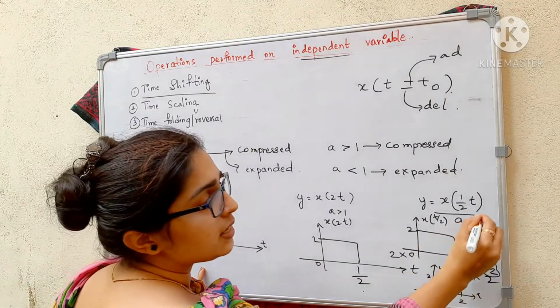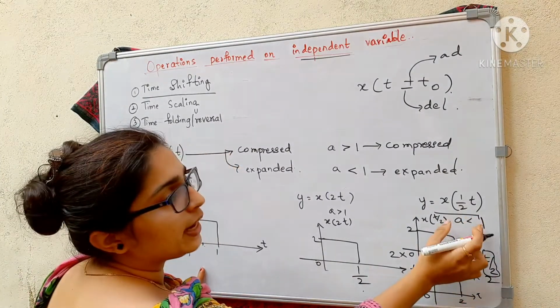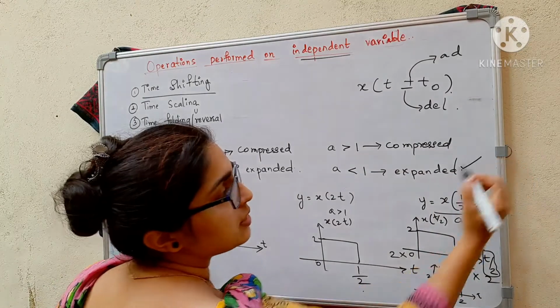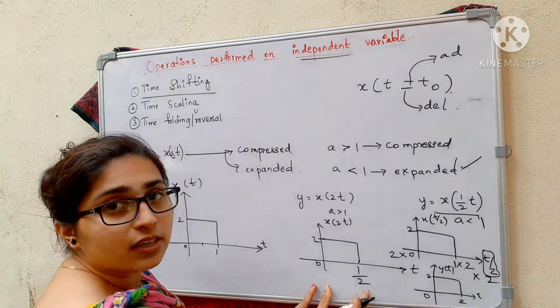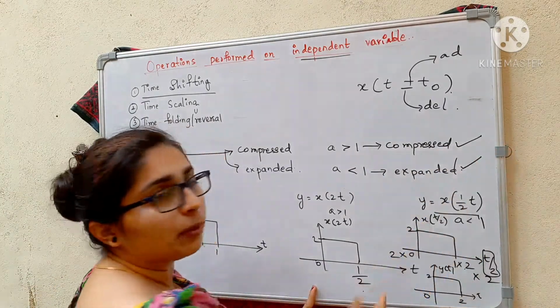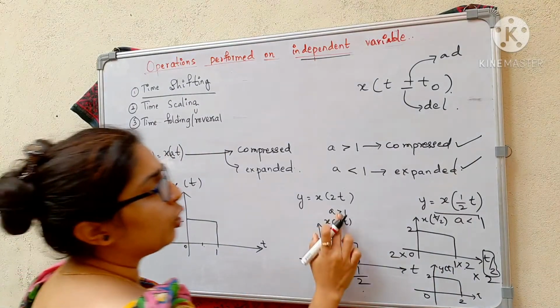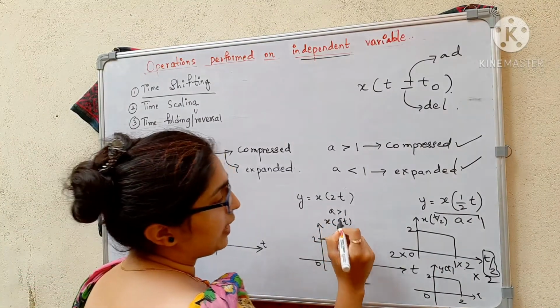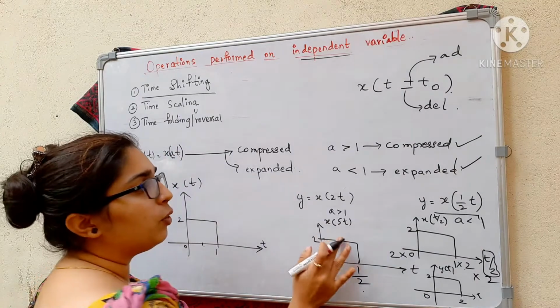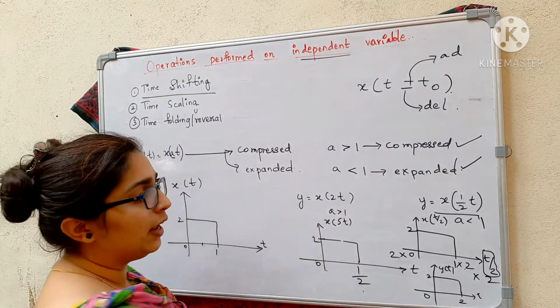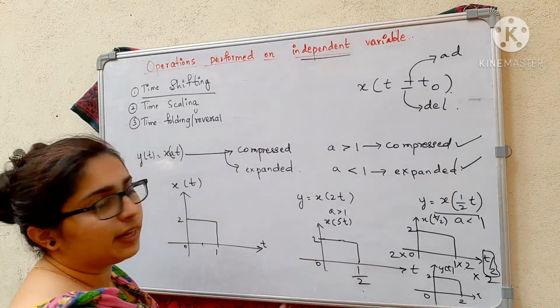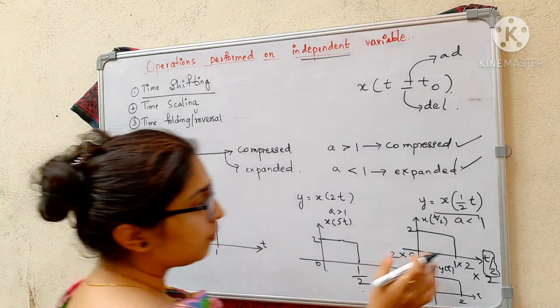When a is less than 1, that means you are getting the expanded version. See, this is the expanded version. You are getting 0 to 1 by 2, which is nothing but the compressed version. So not only x of 2t, if you take x of 5t, x of 3t, whatever the value which is greater than 1, then you will be getting the compressed version.